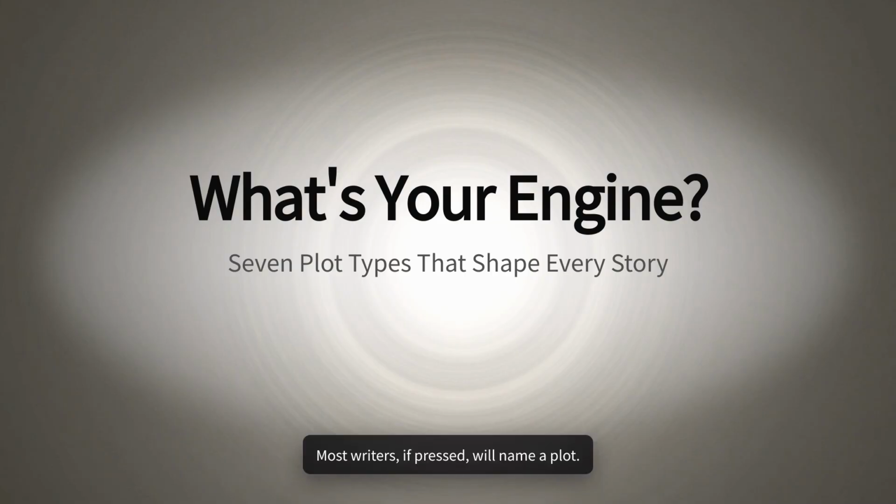Most writers, if pressed, will name a plot. Events that happen in sequence. A protagonist who wants something and either gets it or doesn't. That is not the engine. That is the surface. Beneath it, running every story that works, is a structural pattern, a shape the narrative is tracing, that determines what the story is obligated to deliver, in what order, and at what cost to the protagonist. Those patterns are what we call plot types.